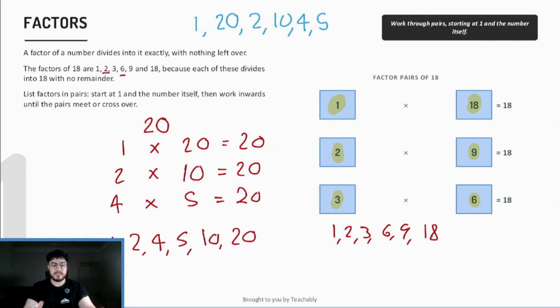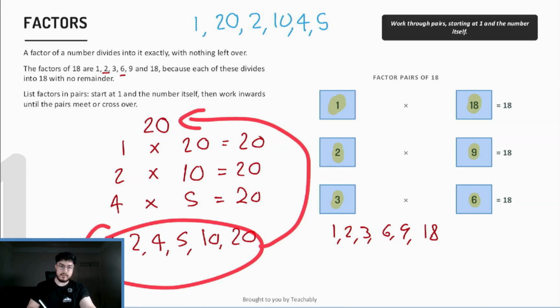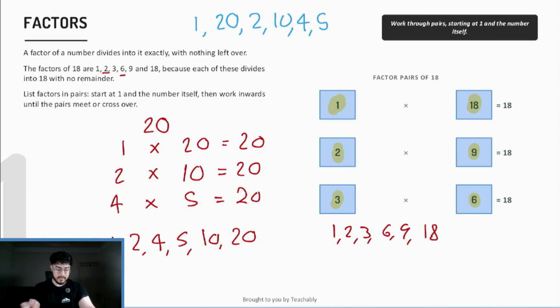And hopefully you understand what a factor is, because any of these numbers that we have listed, we can divide into 20 and it would give us a whole number. I'll just give you a very quick example. If I do 20 divided by 5, that's going to give us 4 and no remainder. So once you've found your factors, you now know everything that divides into that number nicely.